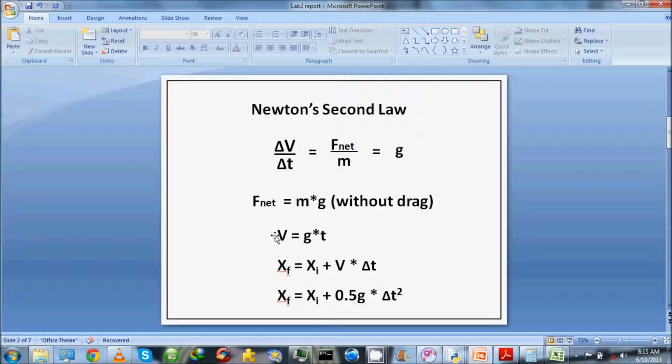So we should see that the velocity versus time graph should look like a straight line, and the displacement versus time graph should be a quadratic curve.